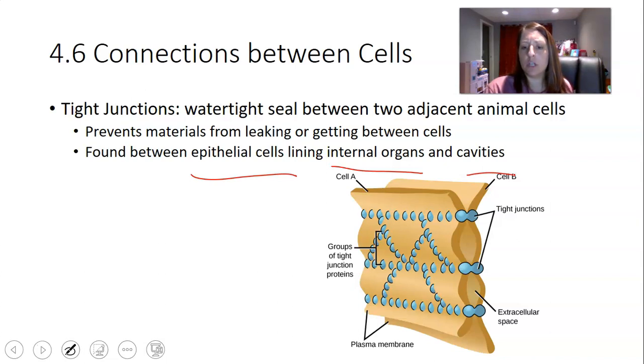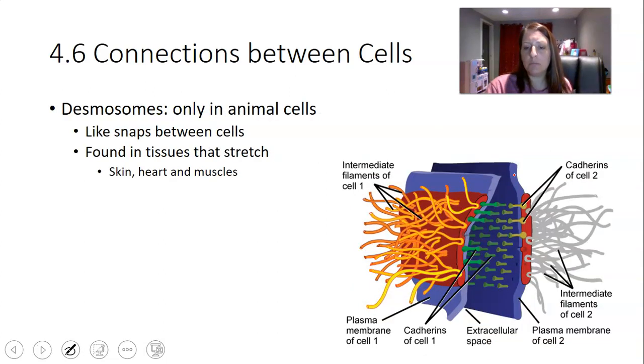So again, those are called tight junctions. Two cells that are literally sewn together. Their plasma membranes are sewn together. Proteins will accomplish that. The second type of junction that we find in animal cells are what are called desmosomes.